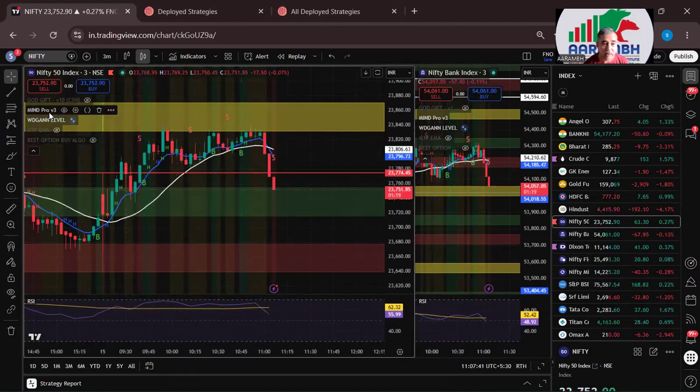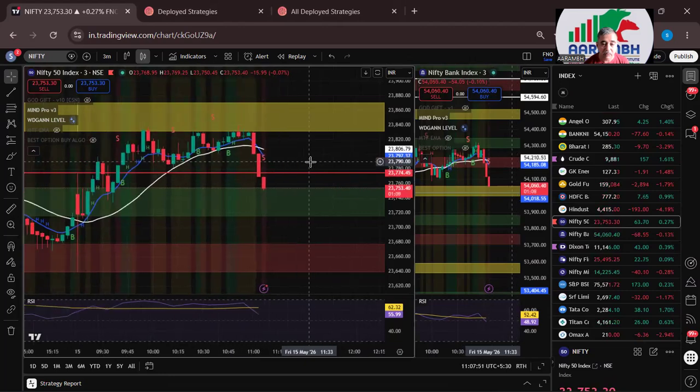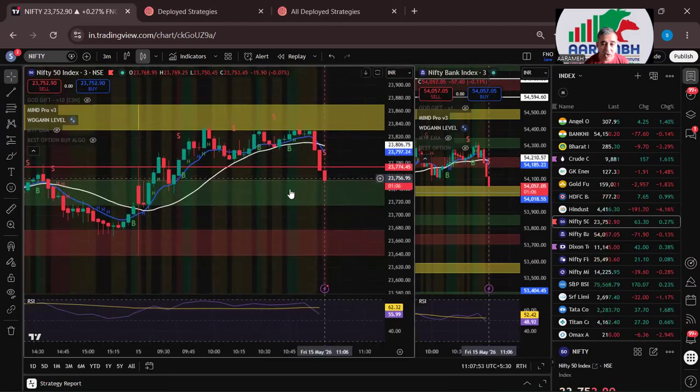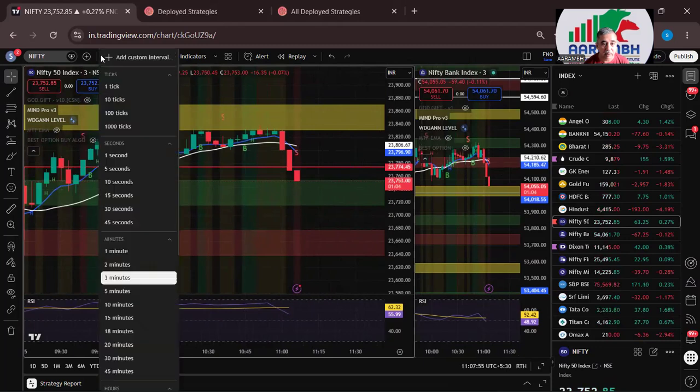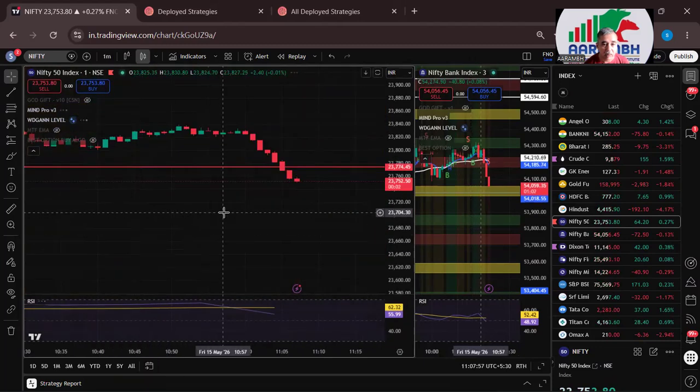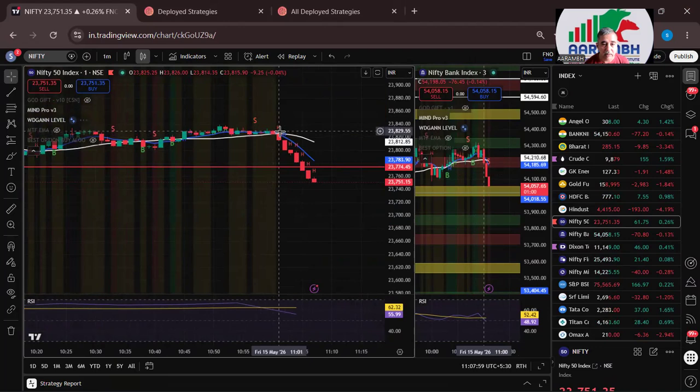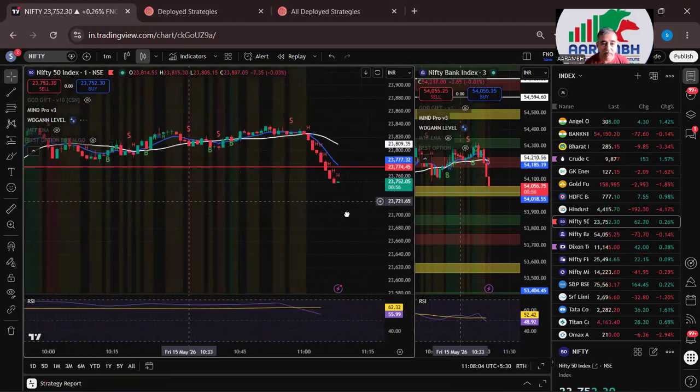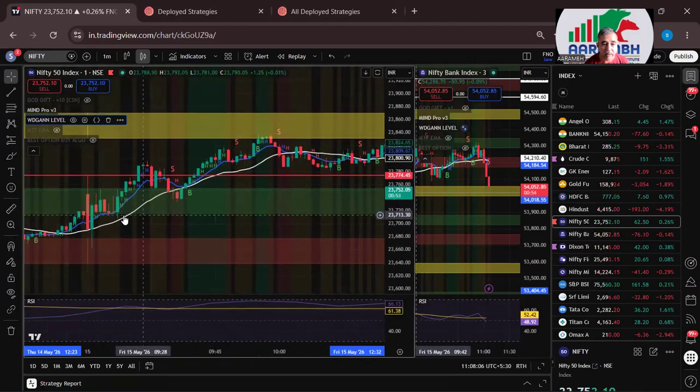Now I'm just using Mind Pro and the W.D. Gann level. The Gann level says buy here, the Gann level says sell here. Now S came here, and H has not come till now. So until H comes, we will not look for the short trade. This is in the 3-minute time frame. If you keep the 1-minute time frame, you will get SH immediately. See here, here only you can take the short trade and book the profit.